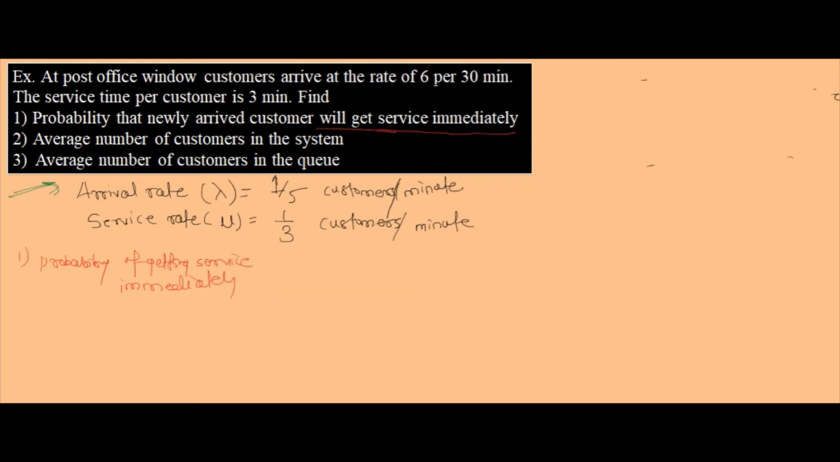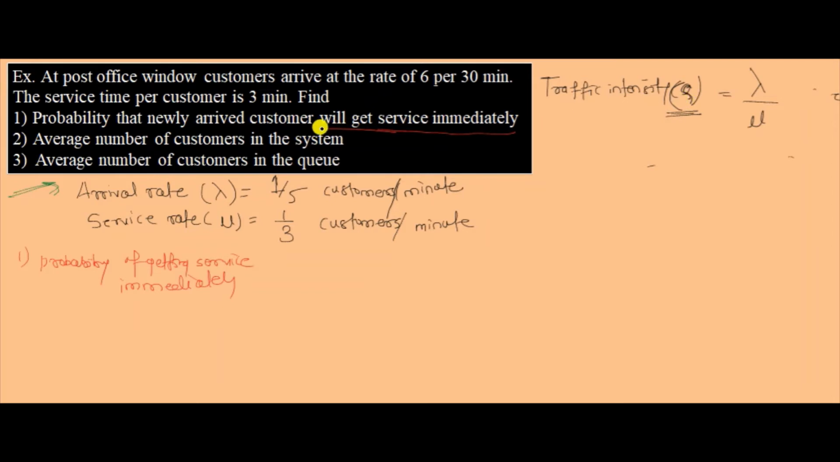First of all, understand this: this is the arrival rate, and this is the service rate. To get the busyness of the service center, which is called the traffic intensity, denoted by rho, it is nothing but lambda by mu. Once we get this value of rho, it means that for that percentage of time the server is busy, the service station is busy. And when the service station is busy, there is no probability of getting service immediately.